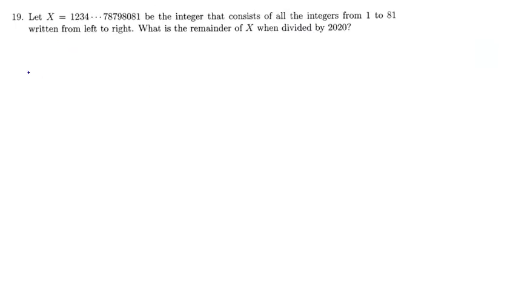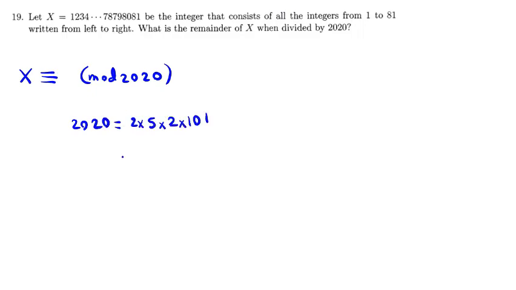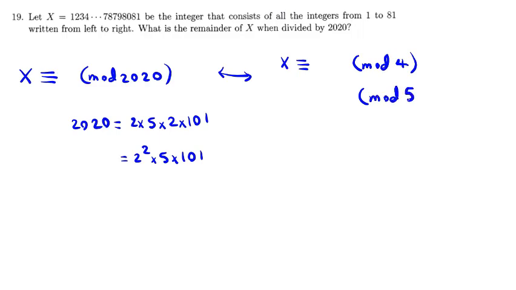Okay, when we want to find the remainder of x when divided by 2020, we prime factorize 2020. 10 is 2 times 5, and 202 is 2 times 101, so it is 2 squared times 5 times 101. So it is equivalent to find the remainder of x mod 4, mod 5, and mod 101. So the first one is easy.